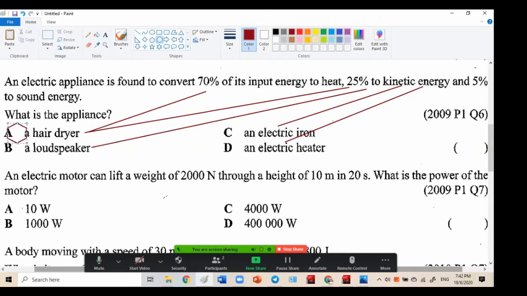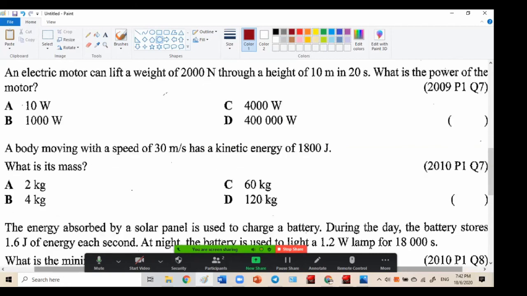Okay, next one. Okay, wait. What do you know? Power. Power is equal to what? Energy, work done over time. Power is equal to work done per second, time, right? 1 minute is equal to 60 seconds. But the time must be in seconds. That's why physics is always caught out by units.